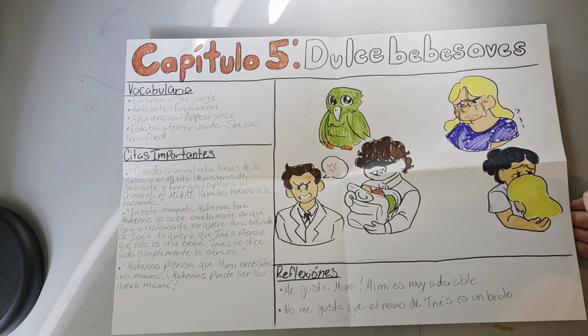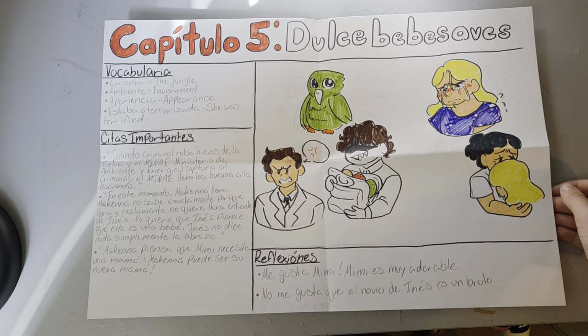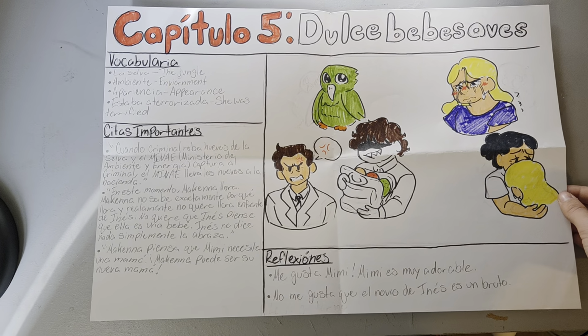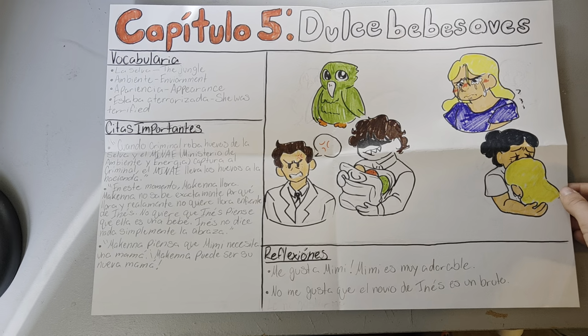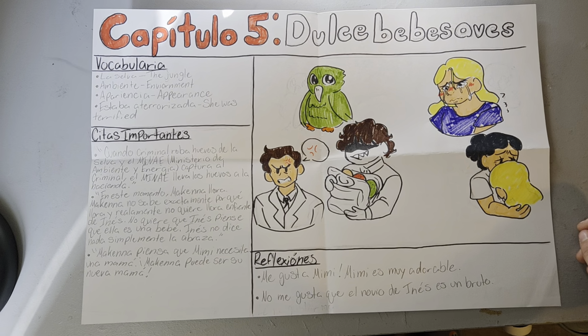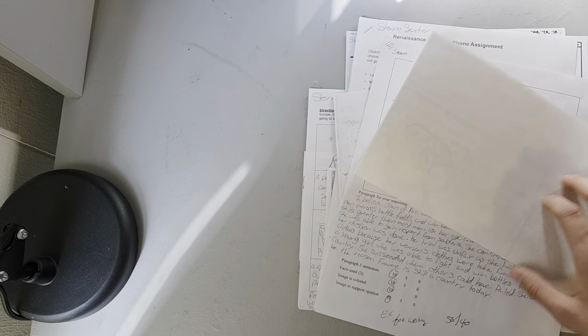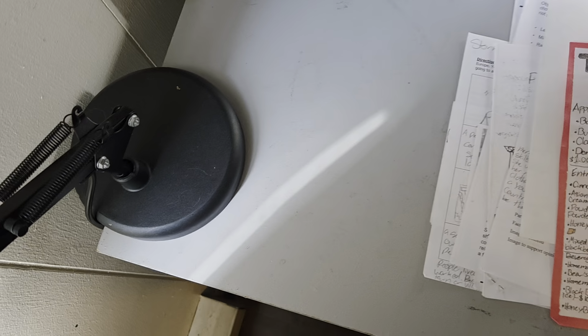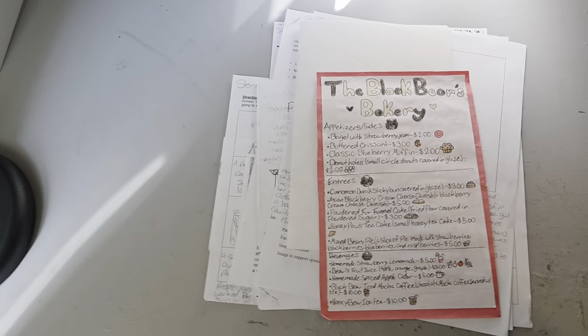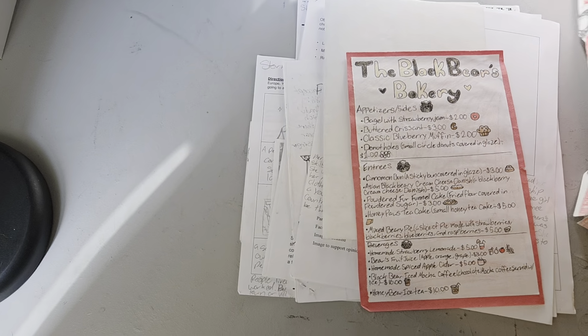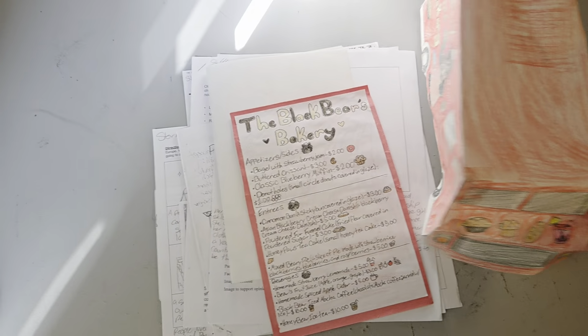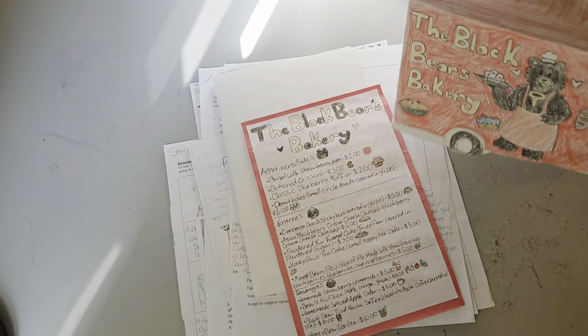But this was Spanish class. This was Spanish 1. I had to do a redraw of Robo de la Noche, I think was the story we read, and I had to do a recap of chapter 5. And next, but not least, we have my Principles of Business and Marketing project, where we created our own little food truck.